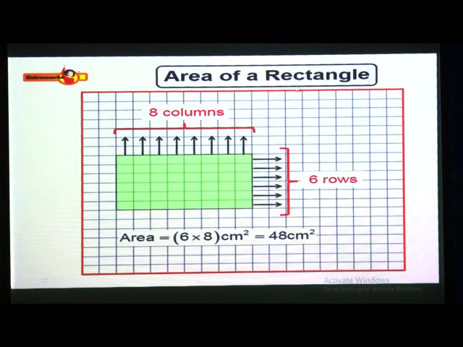Now, area of rectangle. You can see we have 8 columns and 6 rows. We have to find the area of the colored region. To find this, we simply multiply 6 into 8, as we have 8 columns and 6 rows. So, 6 into 8 centimeter square is equal to 48 centimeter square.